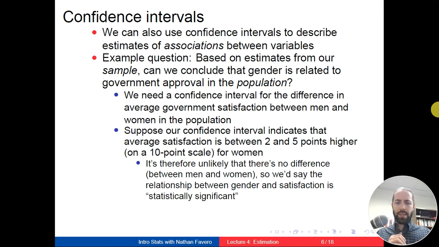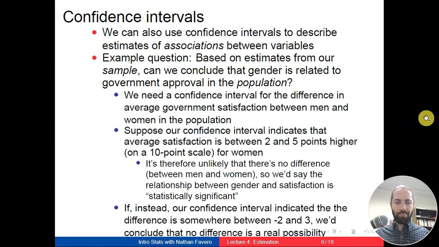So we'd say that there is a statistically significant or meaningful relationship between gender and satisfaction if we get a range like this, a range from 2 to 5. And we'll return to this concept of statistical significance in the future, but just introducing it now. You saw this term also before when we talked about regression, right? Significance, sign, and size. The significance refers to statistical significance.